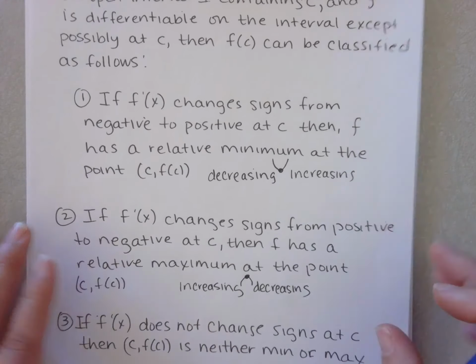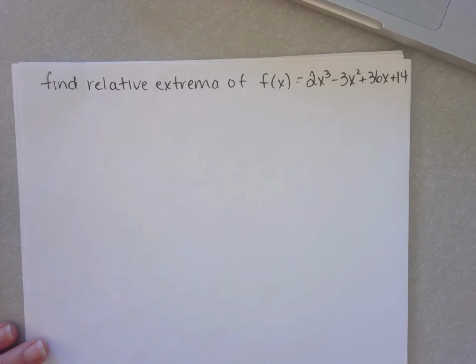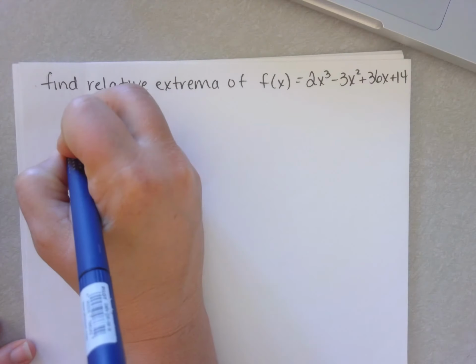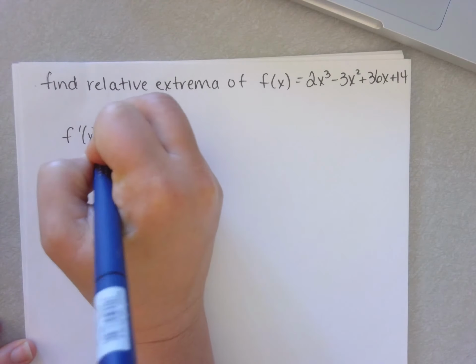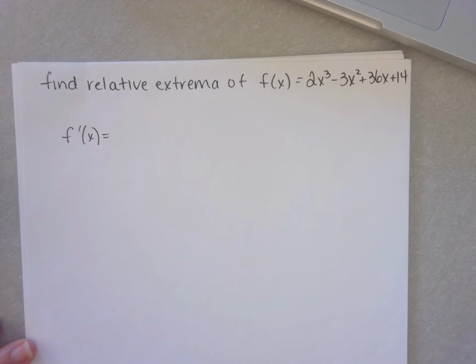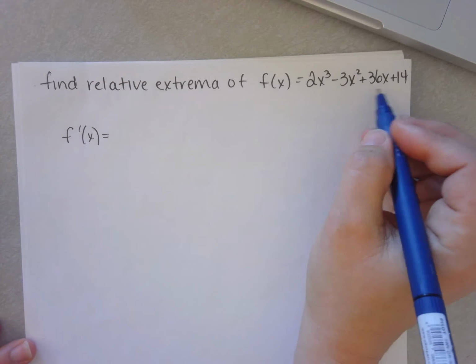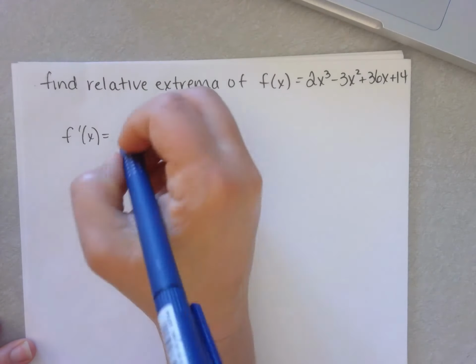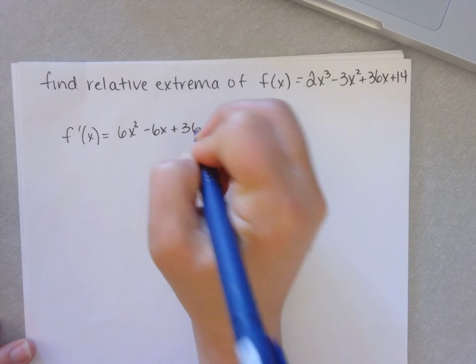So let's put this all together and do a couple of examples. All right, so we are going to find the relative extrema of f of x equals 2x cubed minus 3x squared plus 36x plus 14. First of all, we need to find our intervals of increasing and decreasing before we can apply our first derivative test. So that means I need to find f prime. Intervals of increasing and decreasing and relative extrema mean I need to find my derivative. So I'm just going to apply my power rule here and get 6x squared minus 6x plus 36.